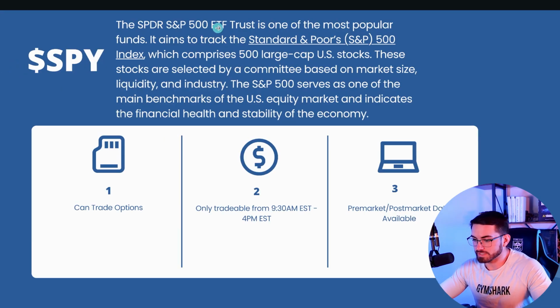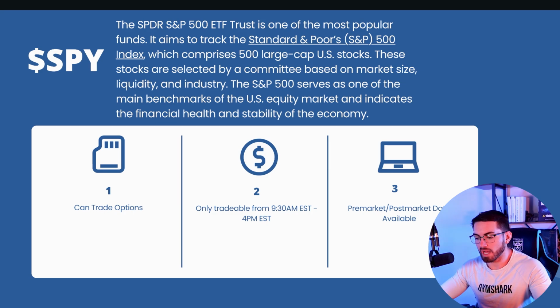The S&P 500 ETF Trust is one of the most popular funds. It aims to track the Standard & Poor's S&P 500 index, which is made up of the top 500 large cap US stocks. These stocks are selected by a committee based on market size, liquidity, and industry. The S&P 500 serves as one of the main benchmarks of the US equity market and indicates the financial health and stability of the economy. However, these are going to be the three most important things because we're actually going to be trading SPY. So first, you can trade options on SPY. We can buy calls, we can buy puts.